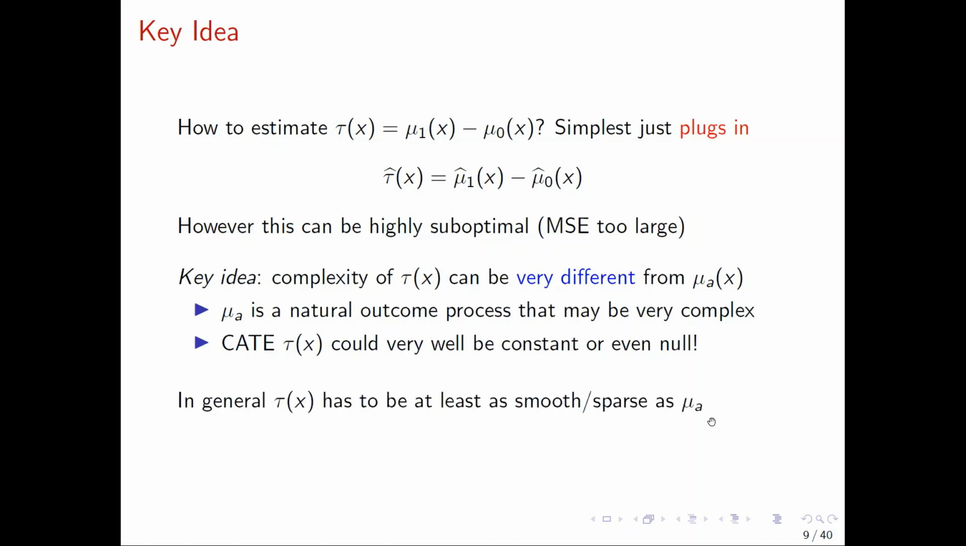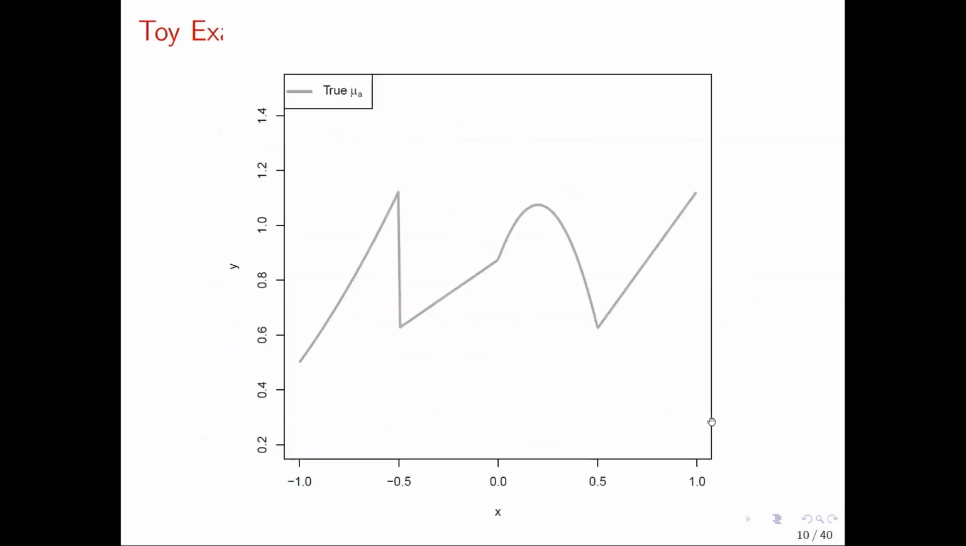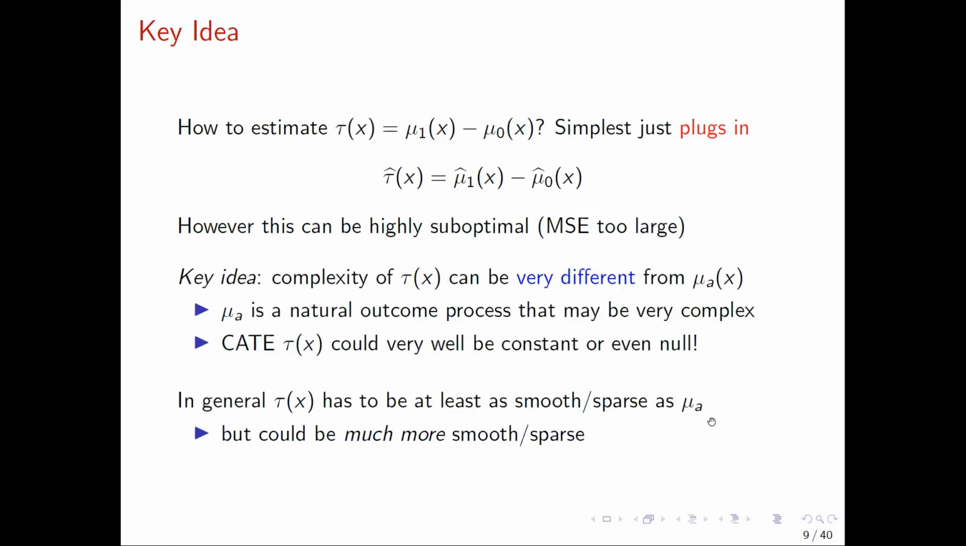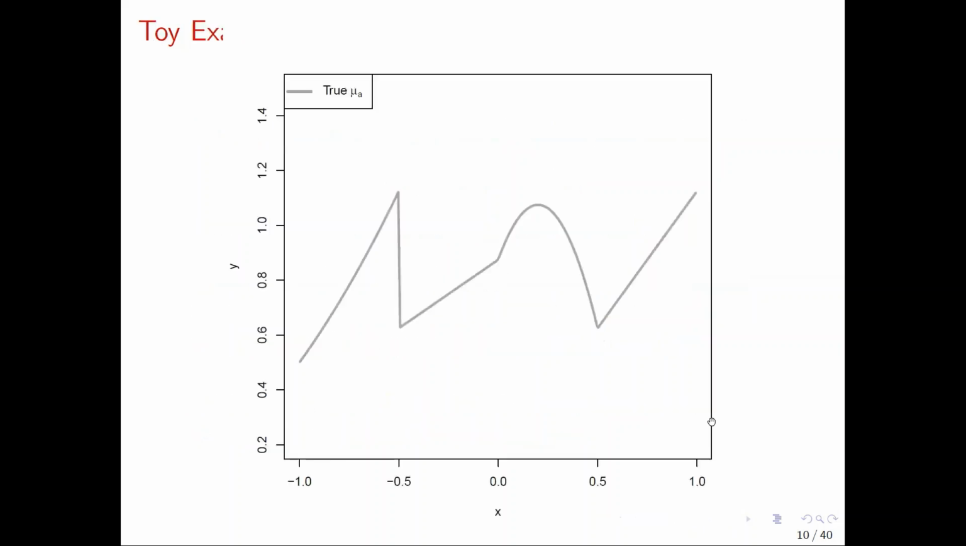And so in general, this difference has to be, for example, at least as smooth or sparse as the individual regressions, but it could be much more smooth or sparse in general. And so we want to try and find a way to make sure we exploit this extra structure when it exists. And if it doesn't, then that's fine too. Hopefully we won't lose anything. So this is really the main idea in a lot of this work. This is the main reason why this problem is different from regression. So this is a key point. I'll try and drive this a bit home with a toy example.